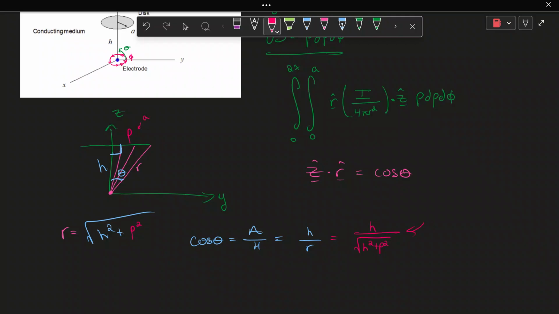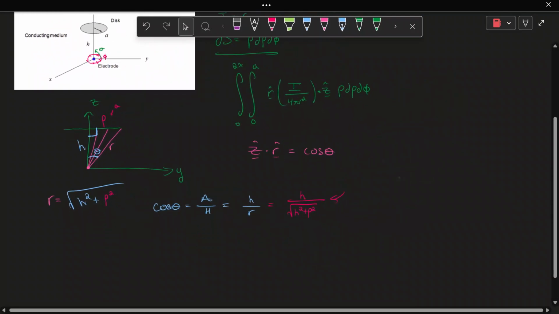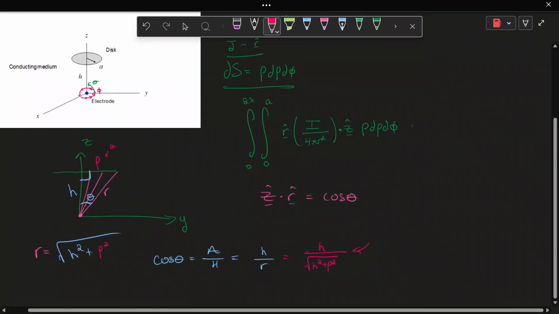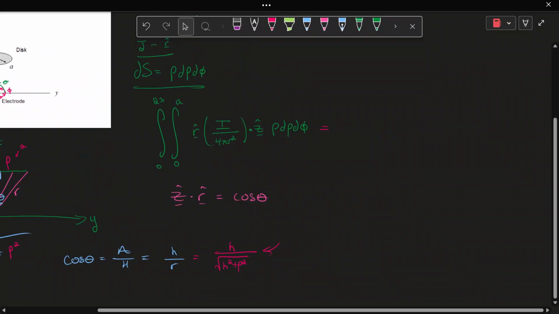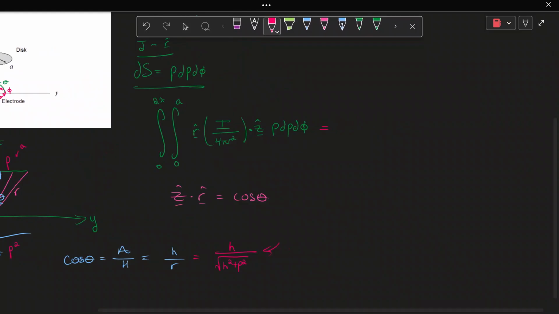Now, rho is very important. We need this rho because we're going to be taking an integral with respect to rho. So we're going to come back here and plug this in. This is now equal to, well, I and 4 pi can come out of the integral because they're constants, per se. Now, the integral from 0 to 2 pi of d phi, we can take this out because we don't have another phi in here, times the integral from 0 to a of what now?